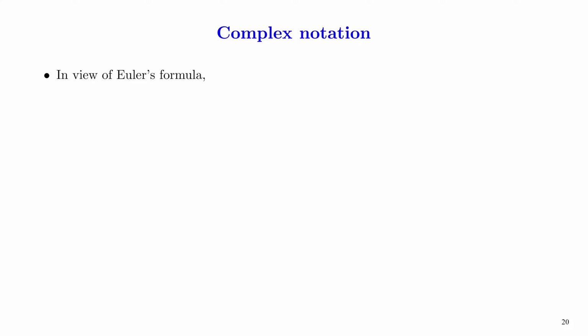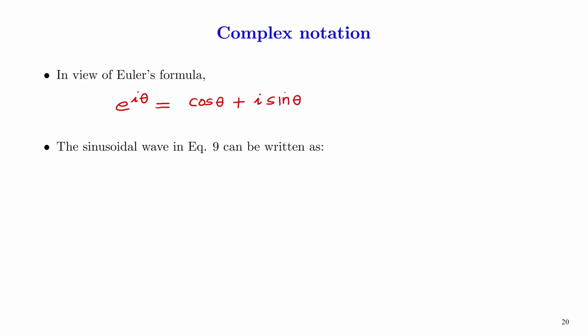Now, instead of using sine or cosine functions, we can write equations with complex notation for wave propagation. We know that Euler's formula is e raised to i theta equal to cos theta plus i sine theta. The sinusoidal wave in equation 9 therefore can be written as f(z,t) equal to the real part of A e raised to i(kz minus omega t plus delta).